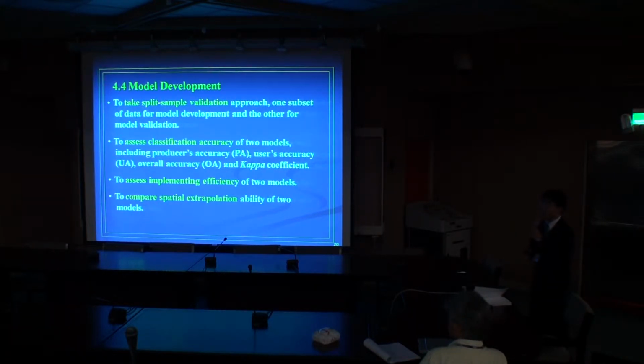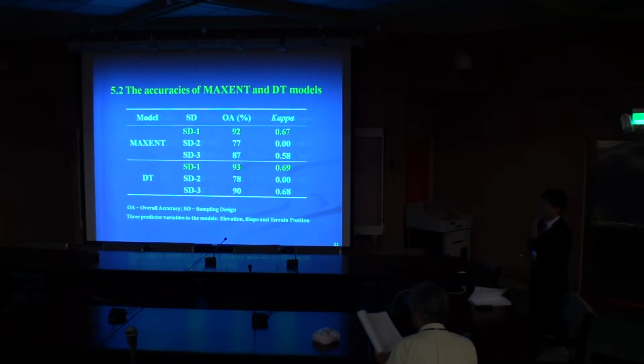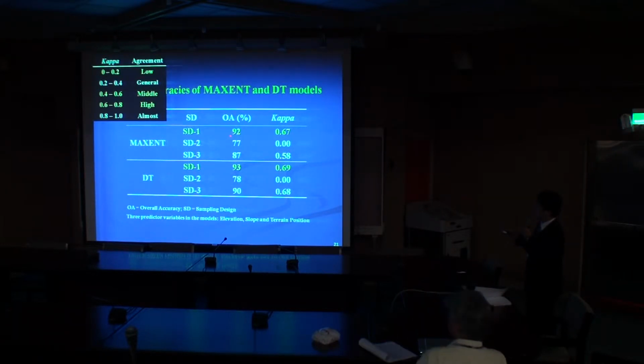So finally, it's really important to know the model performance. So we use the test-free sample validation approach to assess classification accuracy and implementation efficiency, and compare the spatial extrapolation ability of two models. That table summarizes the MaxEnt and DT model results. We could see, as shown in SD1, two models have a good performance and keep a high ability in prediction. We could see the overall accuracy at 92% and kappa at 93%, which is very good.